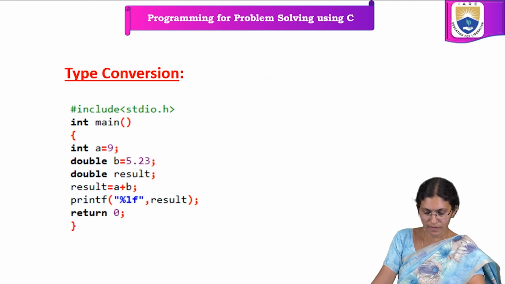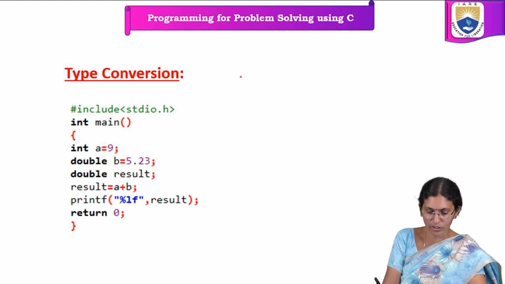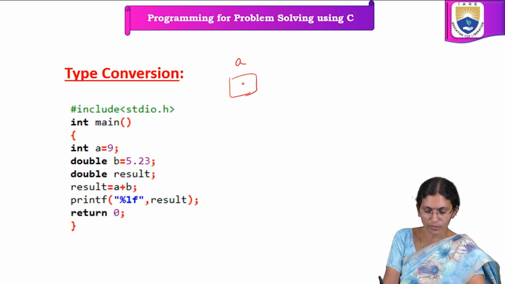Now let us summarize. Before going into the summary, let us see one more program. Here also we are performing an addition operation. One is integer variable a and the value assigned is 9 here, and the other variable is declared as a double type. The value here is equal to 5.23.